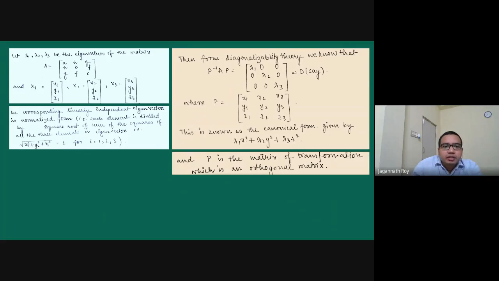we have also seen that we can make the eigenvector for a symmetric matrix. If A is a symmetric matrix, then the eigenvectors x1, x2, and x3 will be orthogonal or pairwise orthogonal.